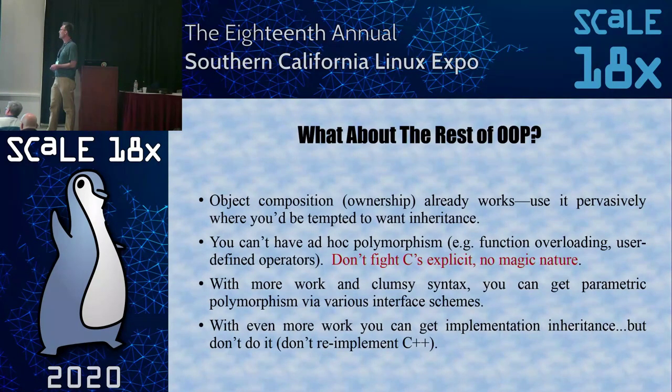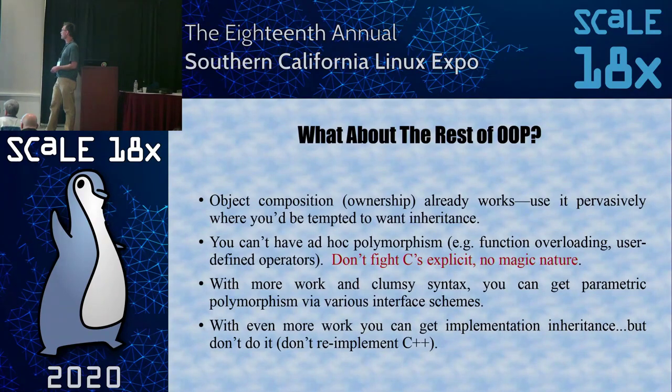You also will never get ad hoc polymorphism, meaning function overloading. You can't force C to do that without writing your own preprocessor, and at that point, write your own compiler. It's not worth it. It doesn't fit C. C intends to be explicit, no magic, well, except for integer conversions. No magic, so don't try to give it to it. That part will not work.